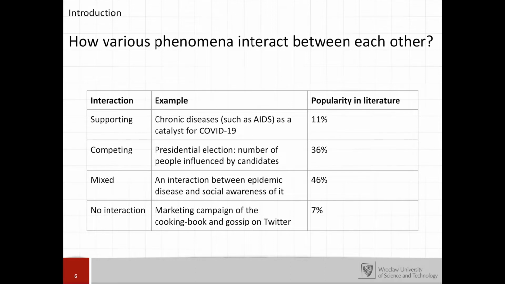The next genres are competing processes. In this case, one process causes suppression of the propagation of the other. The third case is the mixed approach. It considers situations where one process supports the second, but the second competes with the first. The last case is when processes do not interact with each other, and as shown in the table, it appears only in 7% of papers in the domain.